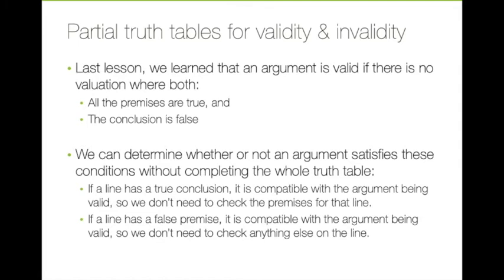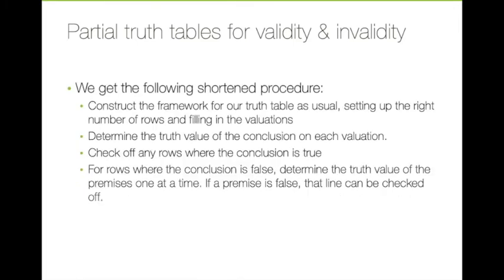It turns out that we can determine whether or not an argument satisfies both of those conditions without completing the whole truth table. First, if a line has a true conclusion, it's compatible with the argument being valid. So we don't need to check the premises for that line. In addition, if a line has any false premise, it's compatible with the argument being valid. So we don't need to check anything else on that line. This gives us the following shortened procedure.